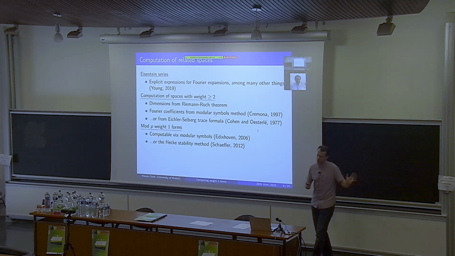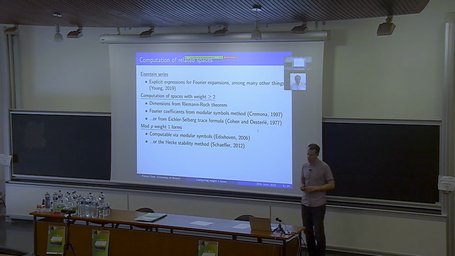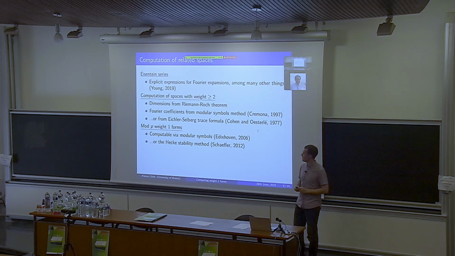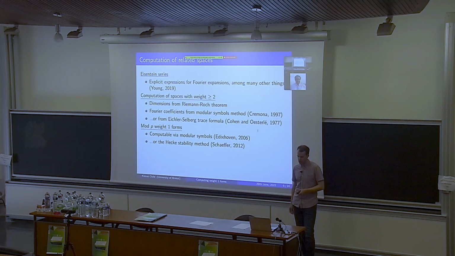And then how about if we work over a finite field? Well, you can compute weight 1 forms in that case. But remember that will include the ethereal forms that we don't want. But you can compute those. There's the Hecke stability method, which is the one I'm going to be focusing on. I think it's generally seen as the fastest method. But there is also a modular symbol analog going on there.